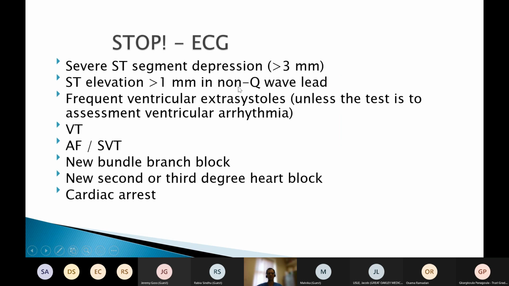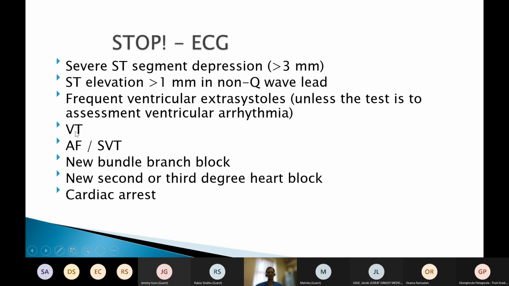Reasons to stop. If you've got more than 3 millimeters of ST depression or any ST elevation in a non-Q wave lead, any ST elevation, you need to look out for and immediately stop. If you're getting increasing frequency of ventricular ectopy, that would be a concern. Ventricular ectopics should be suppressed with exercise rather than increase, unless you're specifically doing it to assess for ventricular arrhythmias, in which case get ready for some excitement. If they have VT, please stop. You know that.